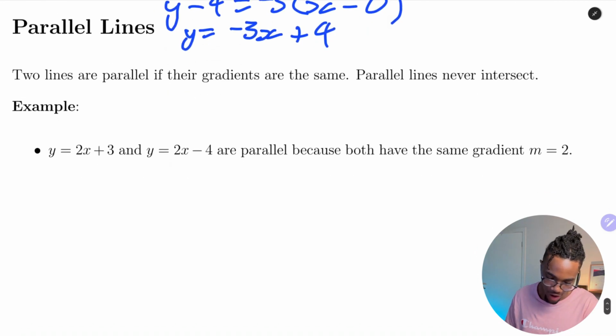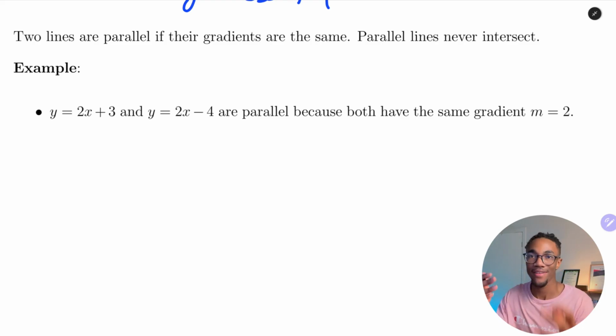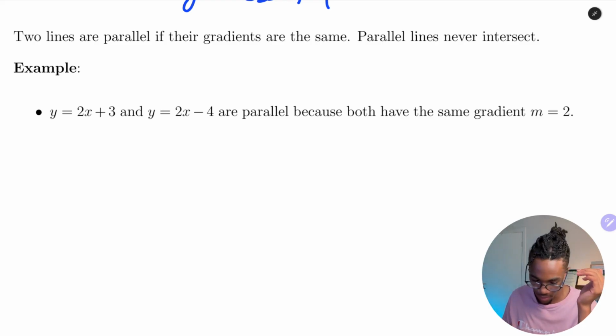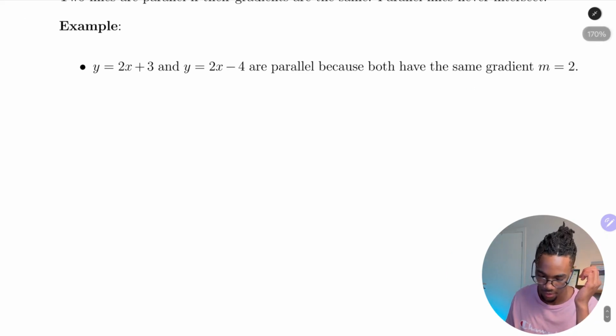Just a quick point on parallel lines. Two lines are parallel if their gradients are the same. And parallel lines never intersect, so they never touch. So if we have y equals 2x plus 3 and y equals 2x minus 4, they are parallel because they have the same gradient.